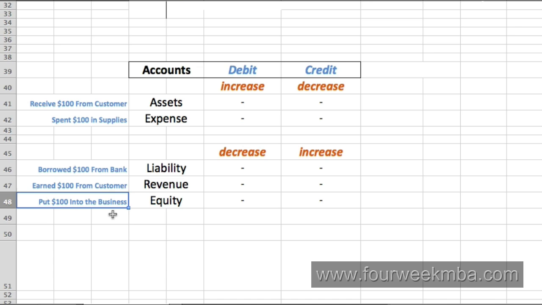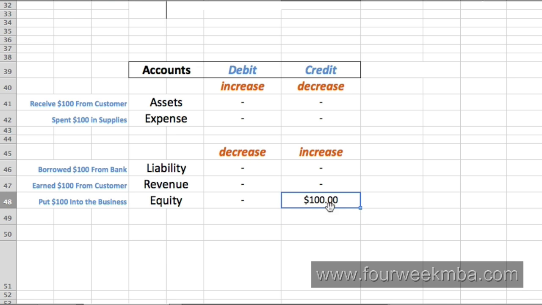Let's say that we put $100 into the business. Now, if we do so, this $100 is going to be considered and classified as equity. Remember that the equity is the money that we put into the business to share the profits that the company is going to generate in the future. The first thing that we want to do is actually to increase our equity account by $100.